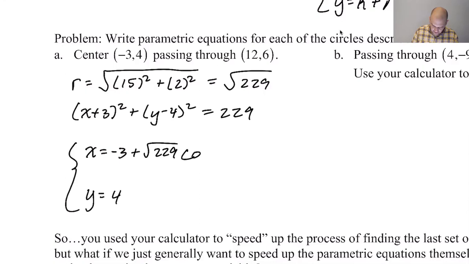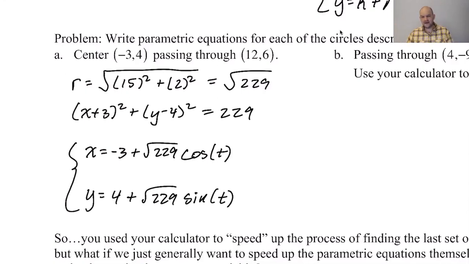I'm going to go with cosine because if no one tells me what to do, I'm going with x is cosine, y is sine 100% of the time. Unit circle, it's always going to start on the rightmost point, and then go counterclockwise. So if no one tells you what to do. Radical 229 sine.